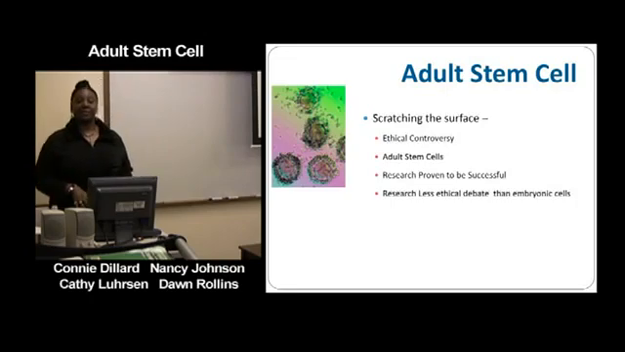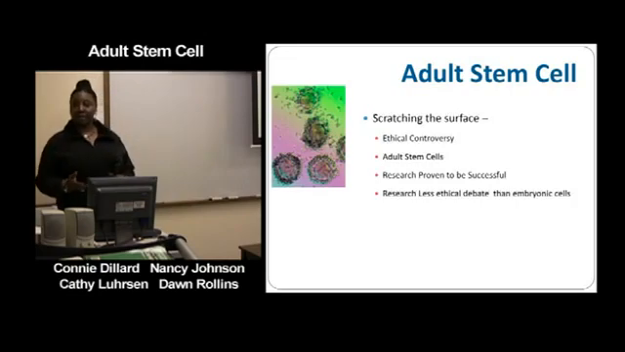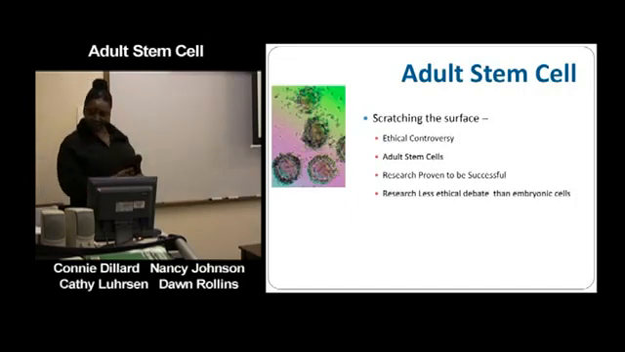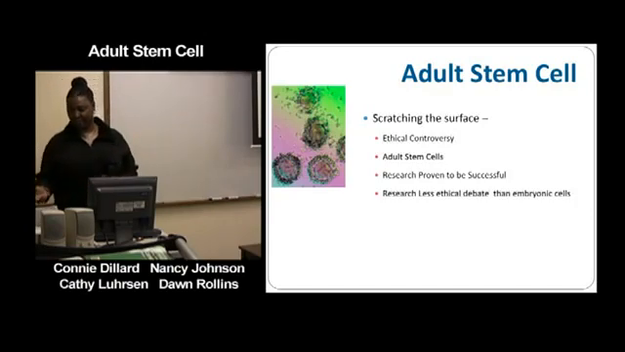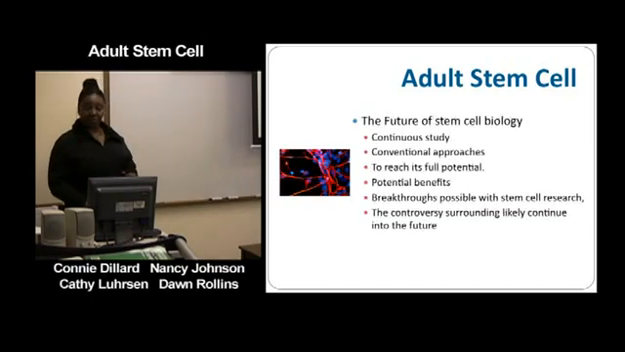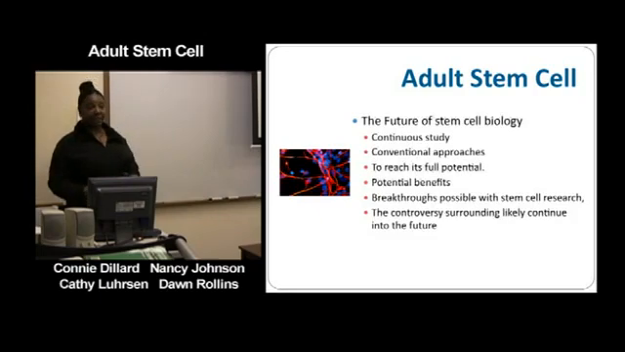So it's clear that we've only begun to scratch the surface of the controversies surrounding stem cell research and the technologies that will enable these possibilities to occur. Some research using adult stem cells has already proven to be successful, like we've already mentioned, with less ethical debate regarding their use than the other forms of stem cell research. The future of stem cell research will require continuous study with more conventional approaches in order to reach its full potential. Yet, despite the many potential benefits and breakthroughs possible with stem cell research, the controversy surrounding it will likely continue far into the future.